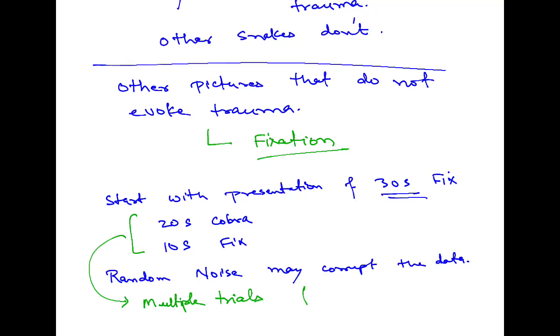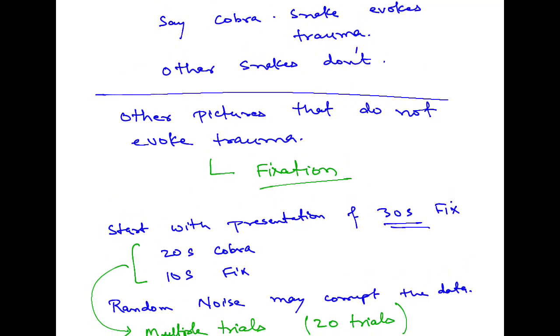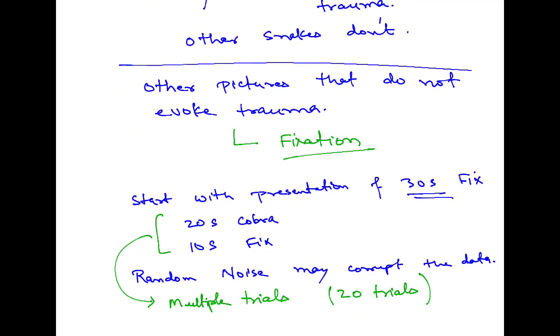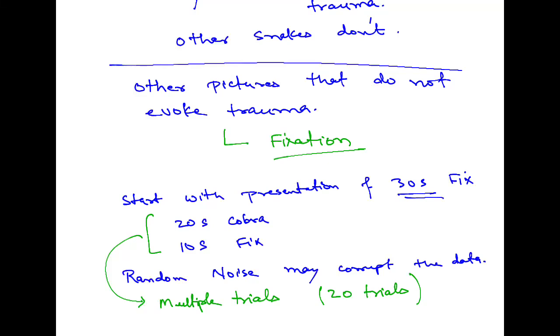But let's say we do 20 trials. It also depends on how much time the patient can stay in the scanner. But let's say for some reason we decide 20 trials. We do the analysis, we say 20 trials should be sufficient. Okay, now what can go wrong? What I have is a 30-second fixation, then I present 20 trials of a 20-second cobra image and 10-second fixation. And I have only taken one cobra image as of now.